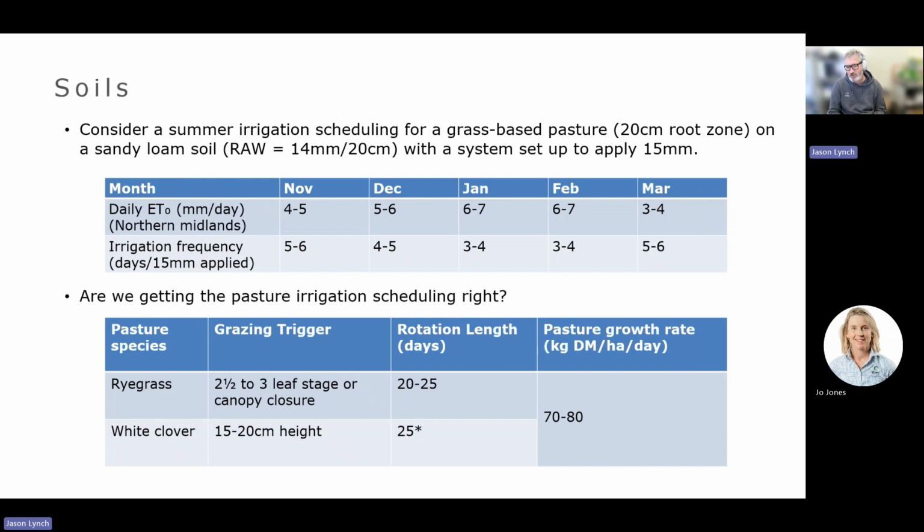If we are set stocking it, let's have a look at the pasture growth rates for white clover. We should be achieving 70 to 80 kilos of dry matter per hectare per day. Again, like ryegrass, we can often see white clover getting up to 90 and 100, even higher than that. White clover certainly isn't suppressed by hot temperatures like ryegrass, so it will grow quite vigorously under hot weather conditions. So if we're getting our irrigation scheduling right for pasture, we should be able to get that sort of productivity.